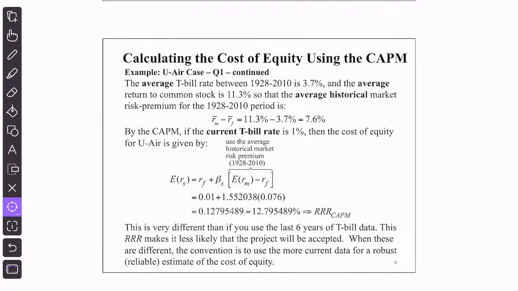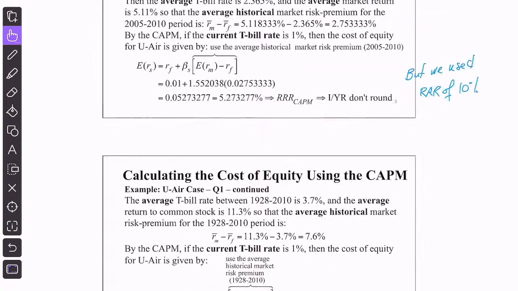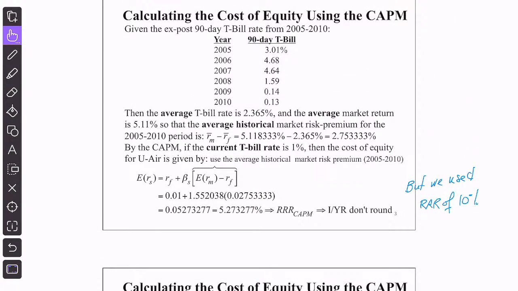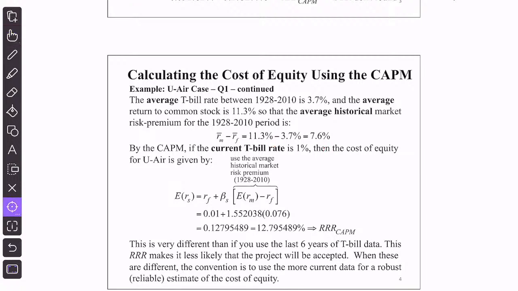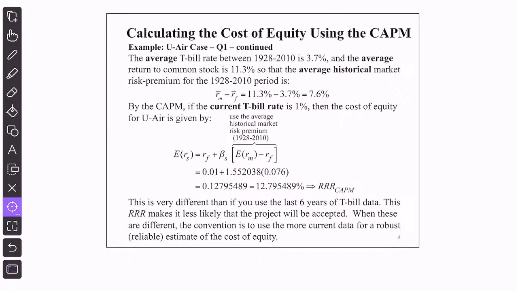So even though I make this calculation using 3.7 for the T-bill rate, and the 11.3 as the historical market returns. What did I have before? I was only using 5%, because that was the recent past. Now I'm going to use the historical one, which is 11%. And it changes things. It basically doubles the return. So this makes it less likely that you'll accept projects for UAIR if you do it this way. So we're going to stick with the 5% number.